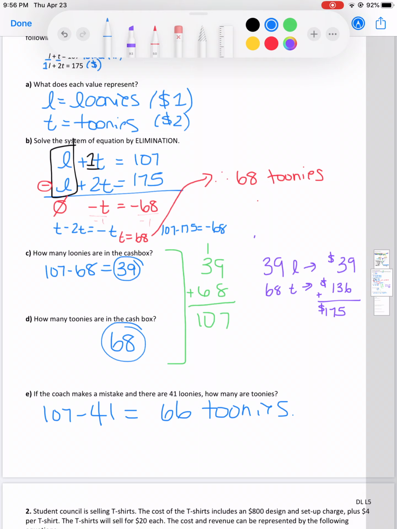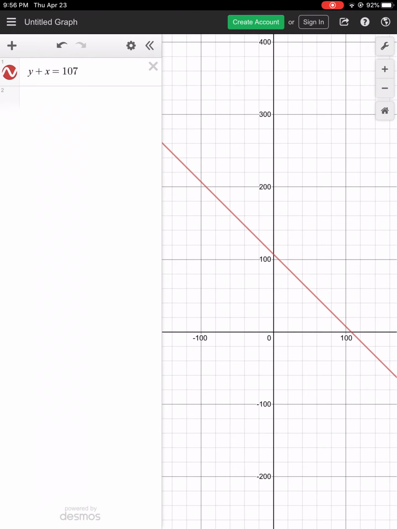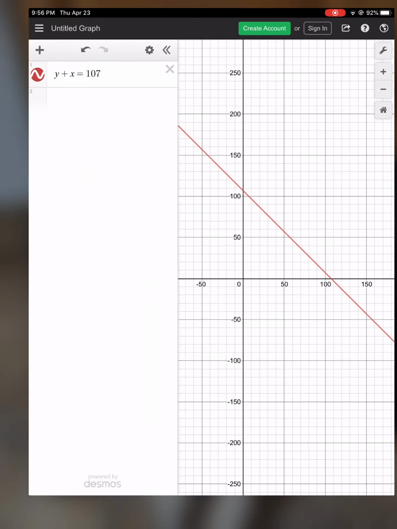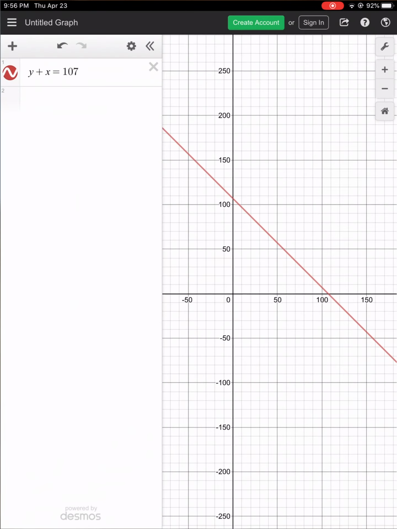Again, if we were to graph that, all we need to do is let L represent either Y or X and vice versa. So I'm going to let L represent Y and T represent X. That's if I'm going to do it over here. So if I do Y plus X equals 107. There's my graph. I just graphed that, I just used Y and X instead. Now I'm going to do L plus 2T, so Y plus 2X.